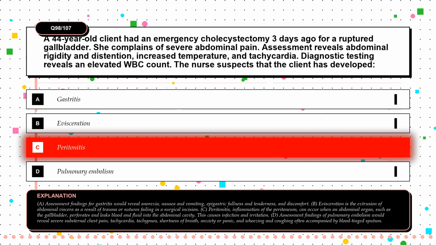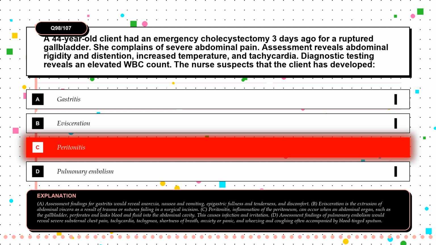C. Peritonitis, inflammation of the peritoneum, can occur when an abdominal organ, such as the gallbladder, perforates and leaks blood and fluid into the abdominal cavity. This causes infection and irritation.